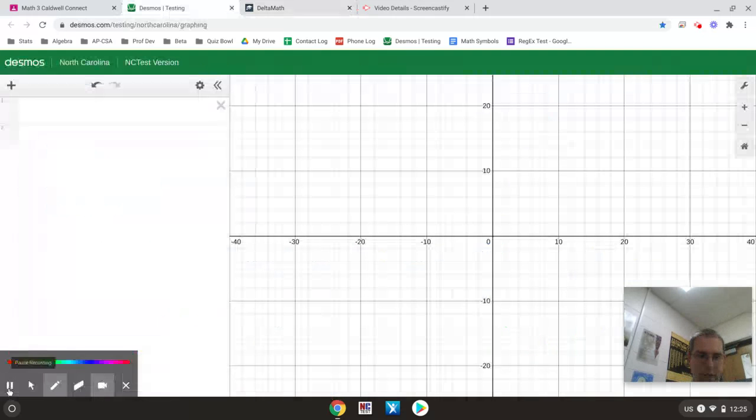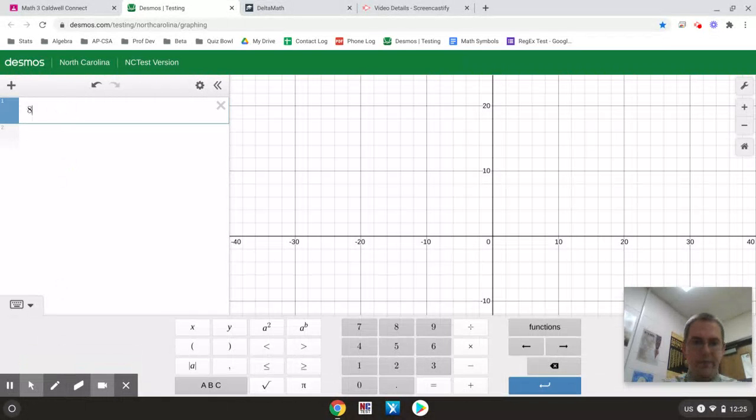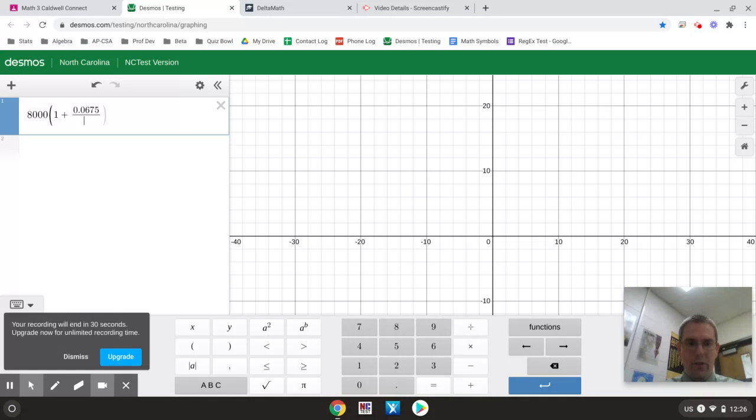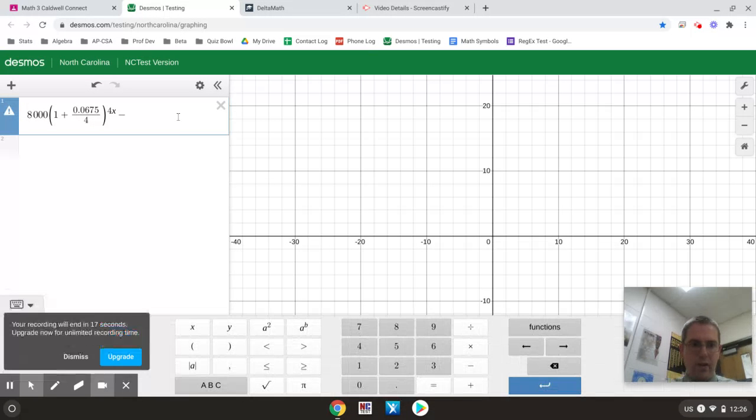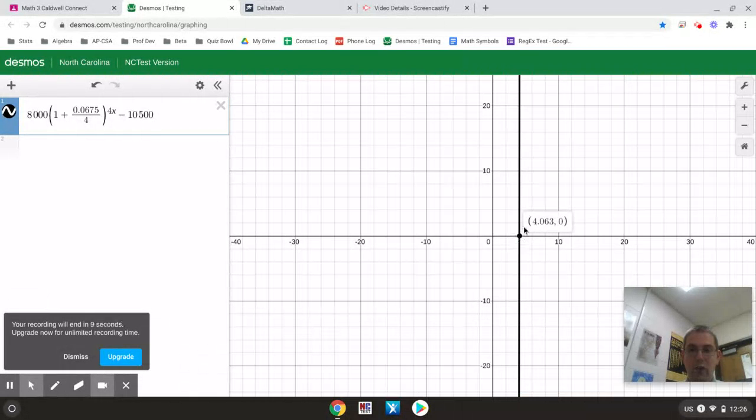Here we go. So type in my 8,000 first. Then 1 plus 0.0675 over 4. Close your parenthesis to the 4. Remember x instead of t. And then remember to subtract off the appropriate number of 10,500. If you did not see it initially, you could zoom in or zoom out, but there's your answer. And it wanted it to the nearest tenth of a year, I think. So that would have been 4.1.